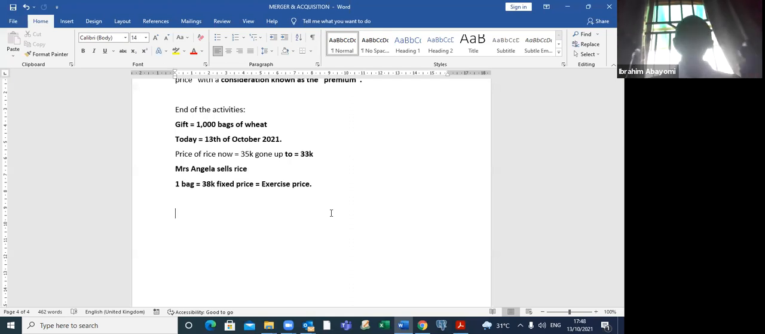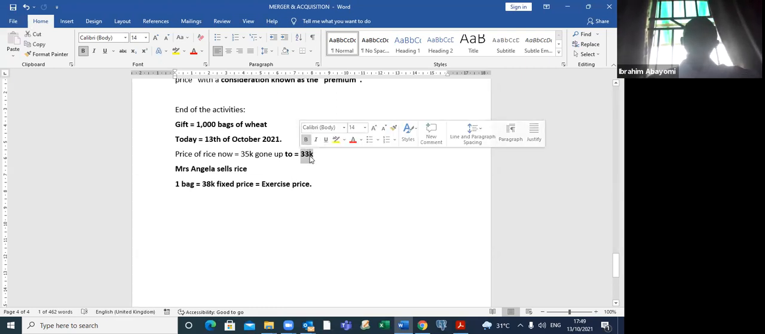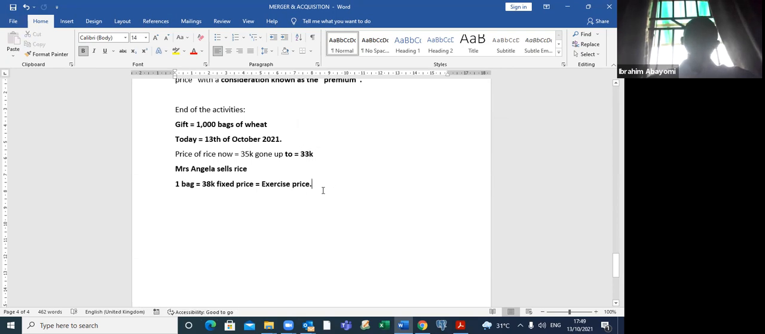And you will not exercise your right only if in the market you can get rice at a cheaper rate. Because, for instance, if rice is being sold at the market at 33,000, but you now say, because you have paid one premium to Mrs. Angela, I'm going to exercise my right, I will go there and buy rice at 38,000, who is losing? You are losing from both ends.